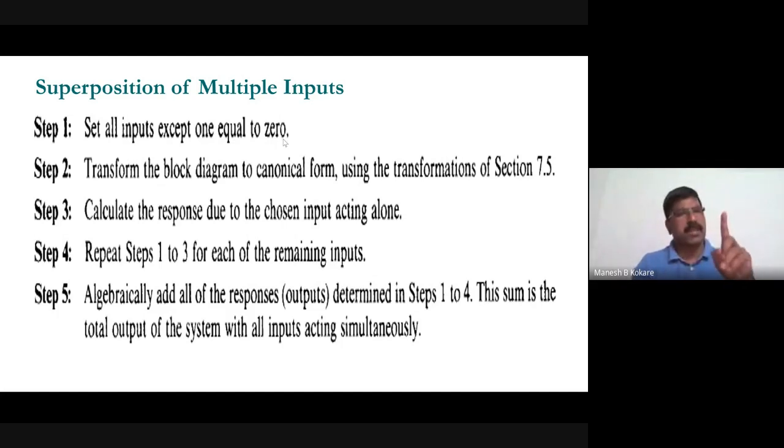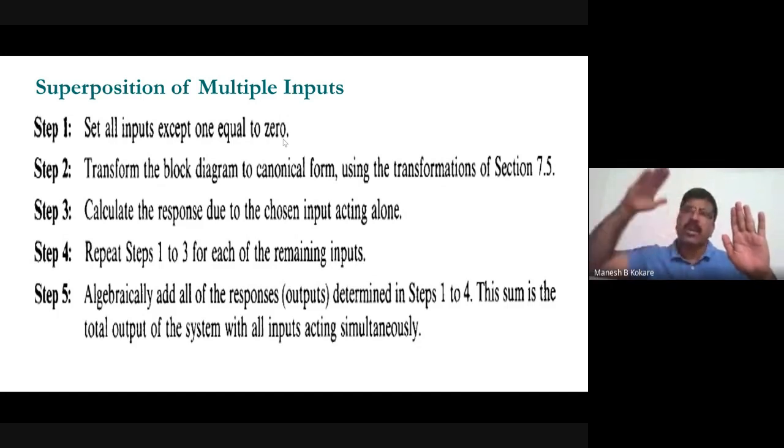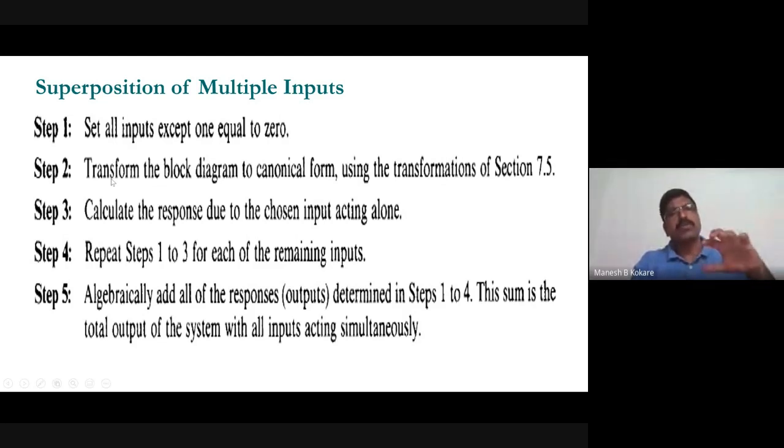So when you are considering that input, you consider that input as it is, and then all other inputs you have to set equal to 0. Then you have to reduce or transform the block diagram to a canonical form or a simple loop form using the transformation section, and then calculate the response due to the chosen input acting alone, like by using the superposition principle.